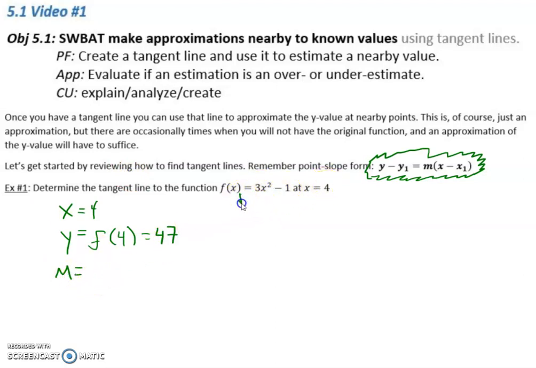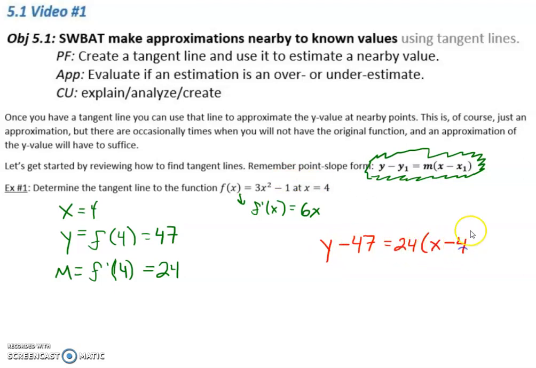So really quickly, I'll take f prime of x, which is 6x. Which means that f prime of 4 is 6 times 4, which is 24. So our equation of our tangent line is y minus 47 is equal to the slope, which is 24, times x minus 4. Totally review, this is an older objective.